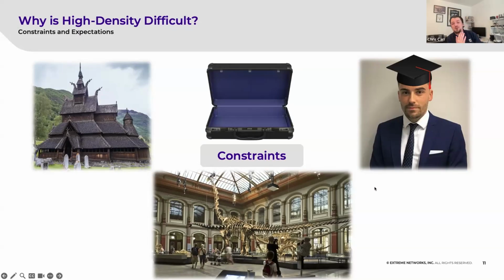And finally, on constraints, as we come back here, money as well, right? Sometimes we need to buy a number of APs, access points, whatever it may be, but there are limitations on what we can actually achieve with that.